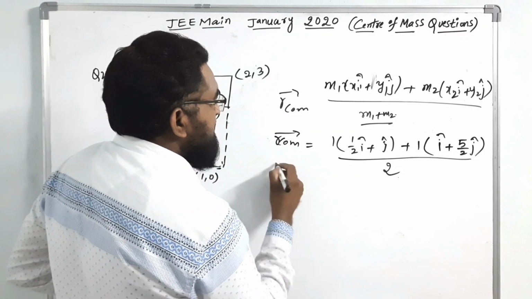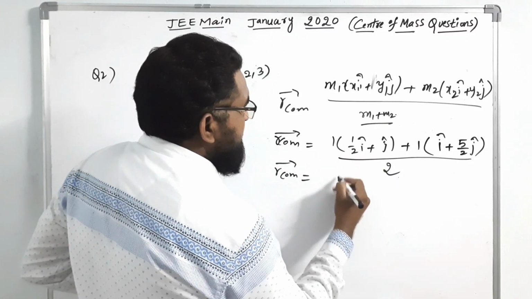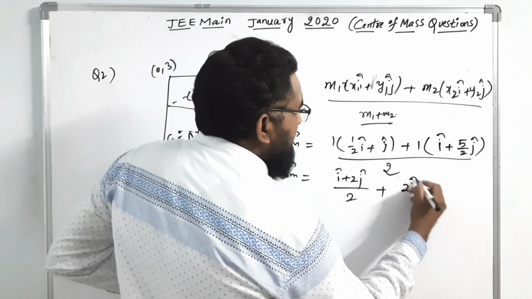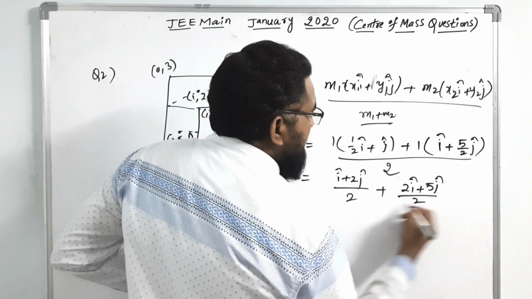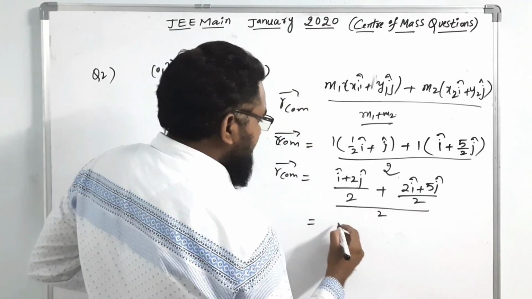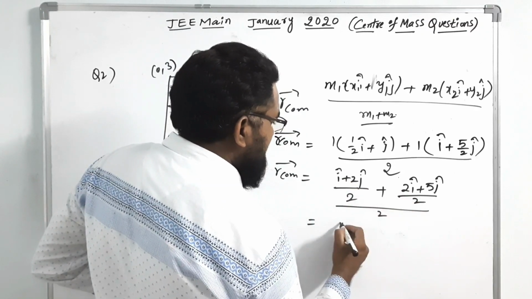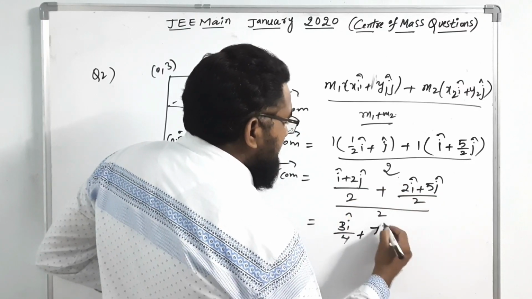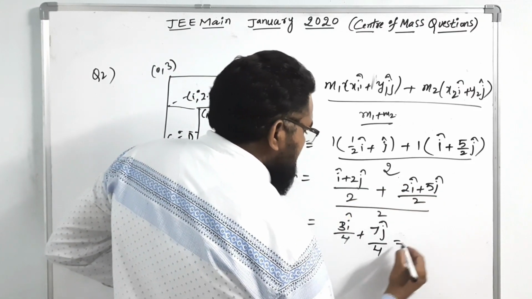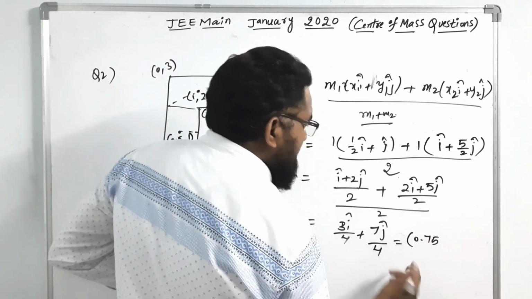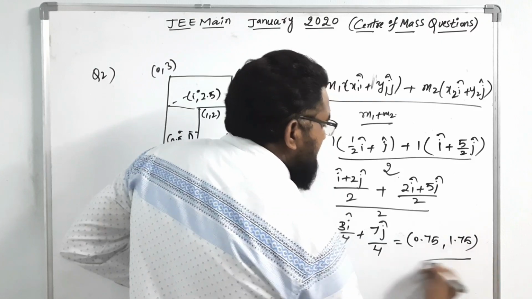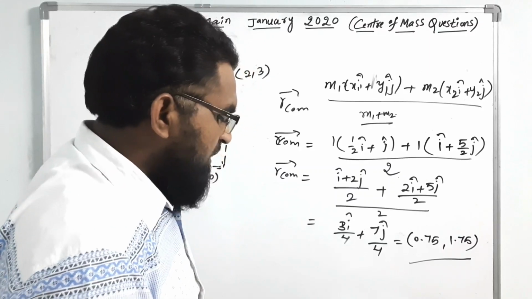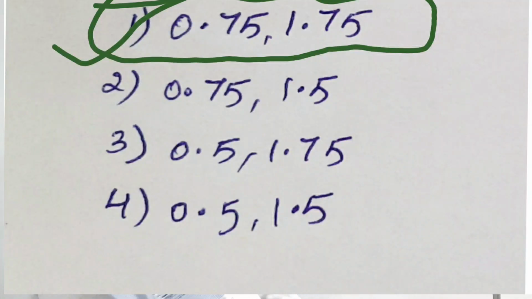So R center of mass is equal to, I cap plus 2 j cap by 2, plus 2 i cap plus 5 j by 2, divided by 2. Finally we get i plus 2i, 3i by 4, and 5 plus 2, so 7j by 4. So this is 0.75 and 7 by 4, so 1.75. So the correct option is option 1, 0.75 and 1.75.